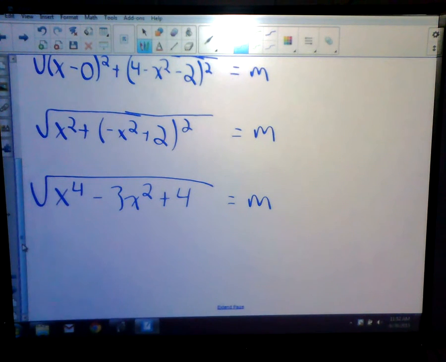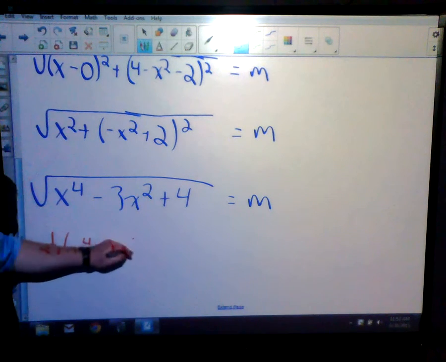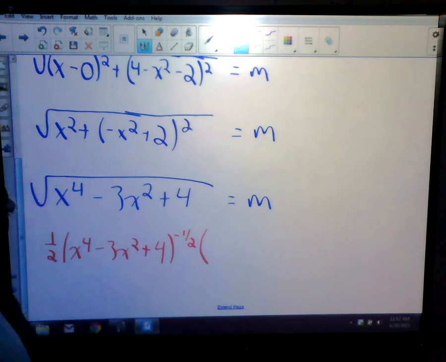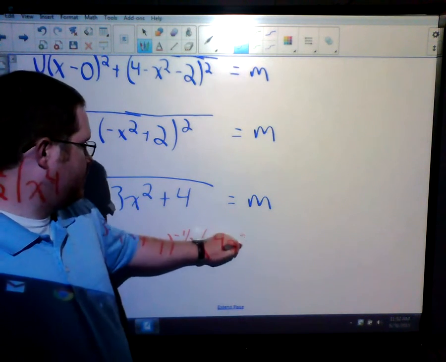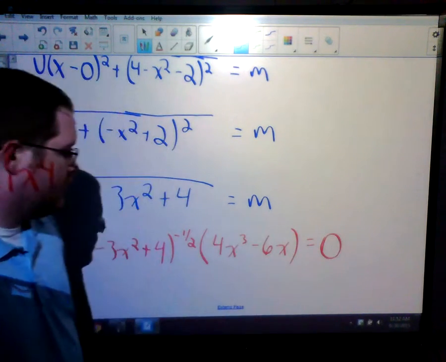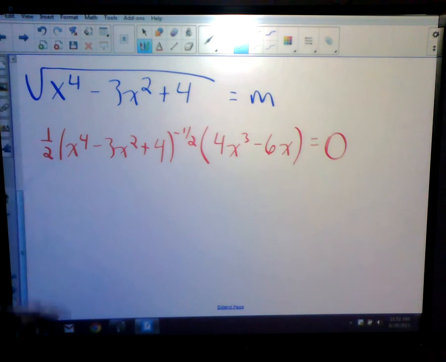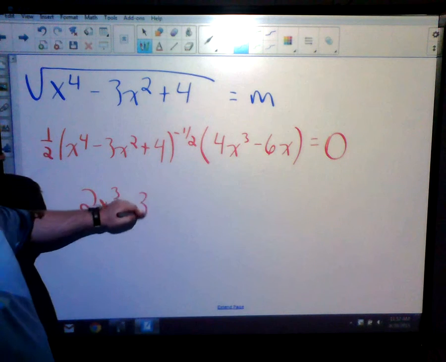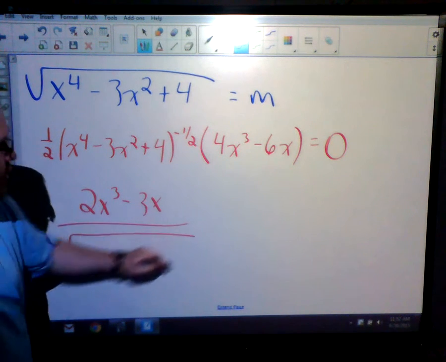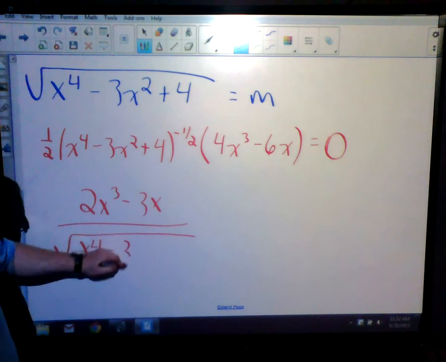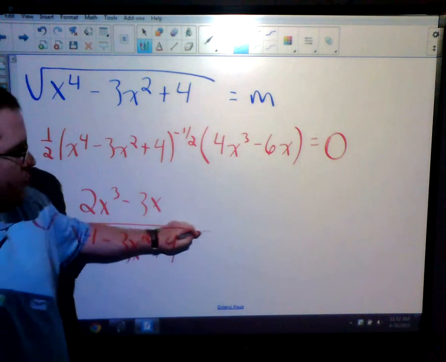Take the derivative. 1/2, leave the inside be. It's the negative 1/2. Derivative of the inside, 4x cubed minus 6x equals 0. We've got to clean this up. 1/2 will cancel out with those two things and make it 2x cubed minus 3x over top of the square root of x to the 4th minus 3x squared plus 4 equals 0.